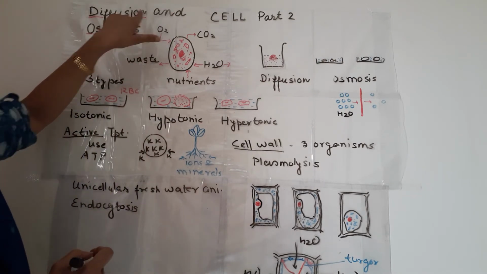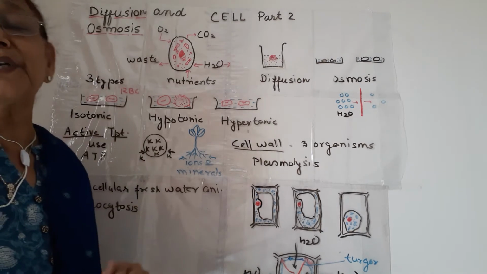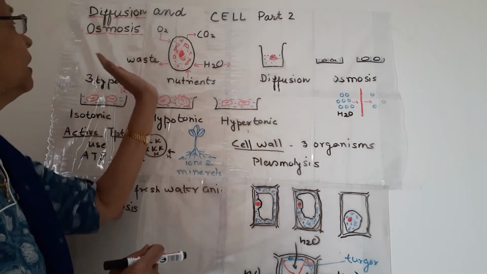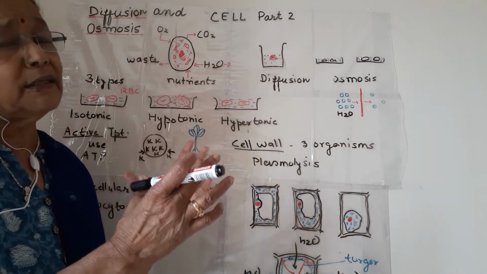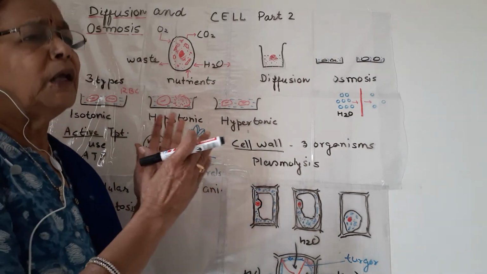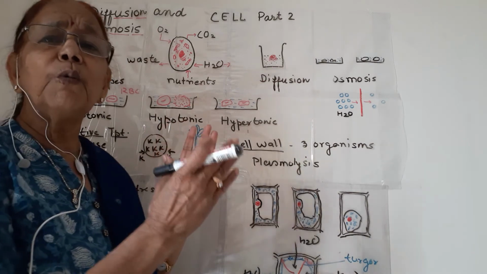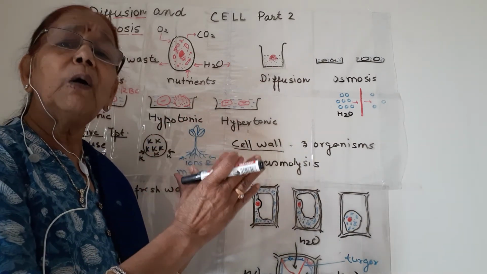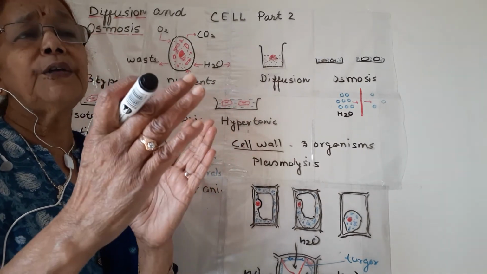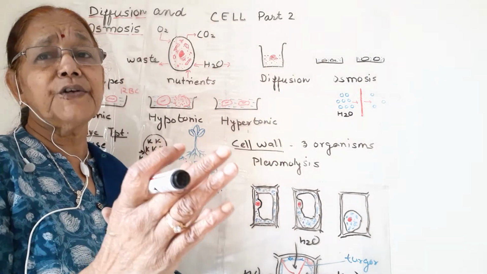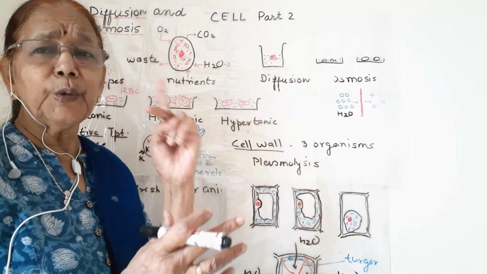Osmosis is also a type of diffusion. It is related with diffusion. A special type of diffusion is osmosis. Here also the molecules move from the area or region of higher concentration to the area or region of lower concentration. But there are two things.